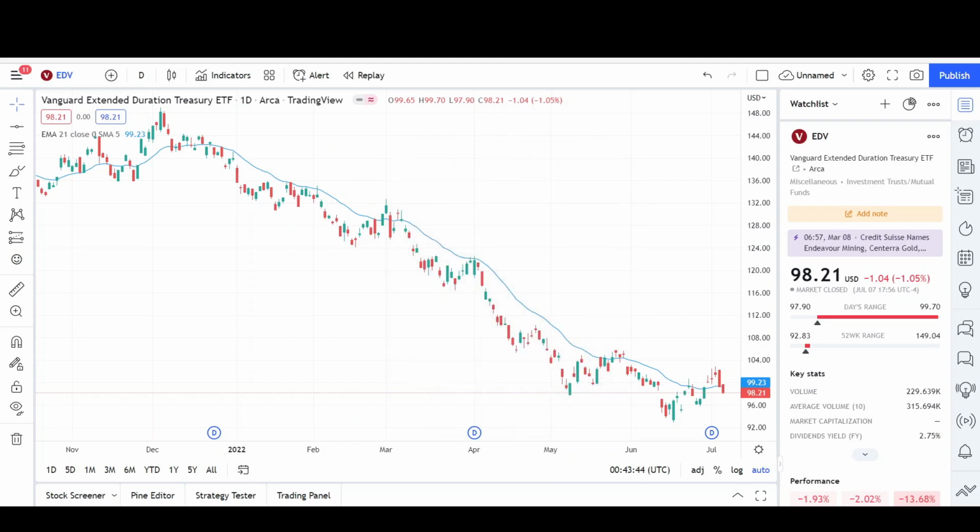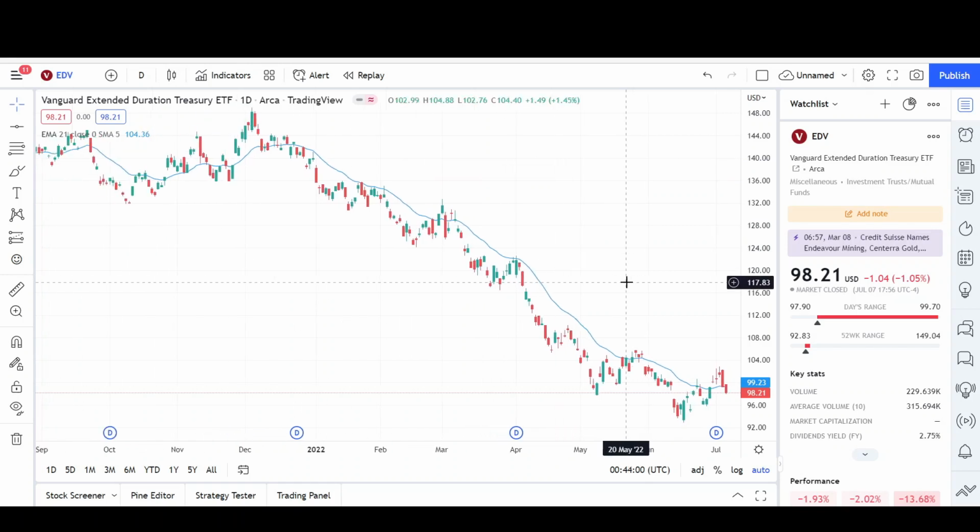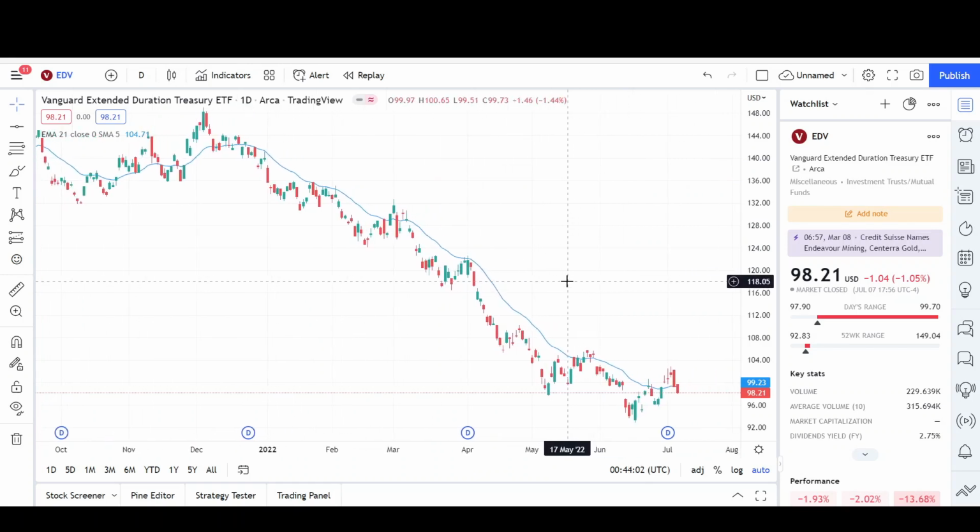I will first go over what I see in the daily chart and finish the video off with the weekly chart. So here we have the daily chart for EDV, and the first thing that stands out to me is that this is a very strong trend.